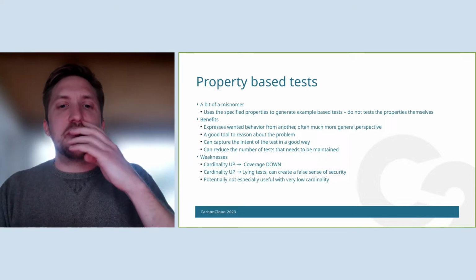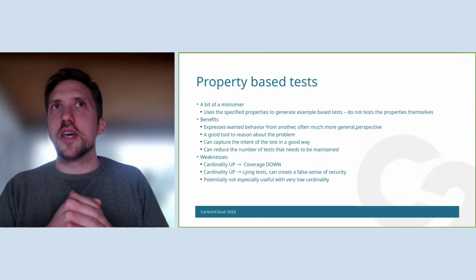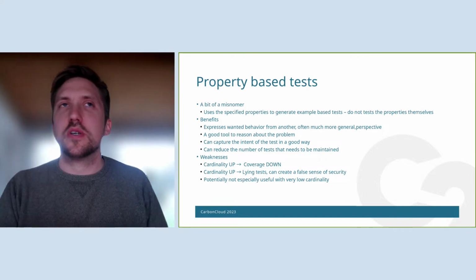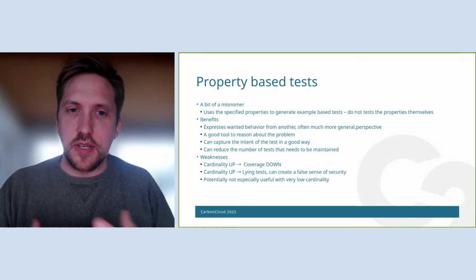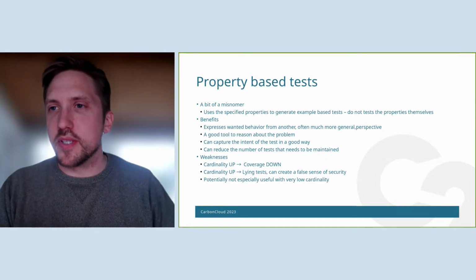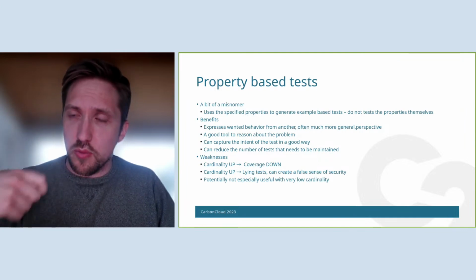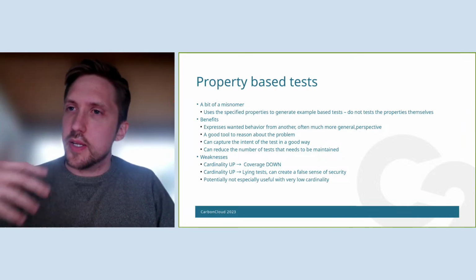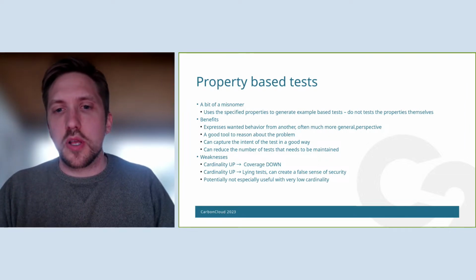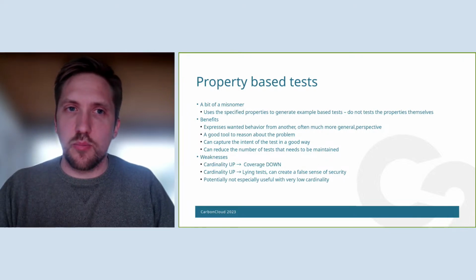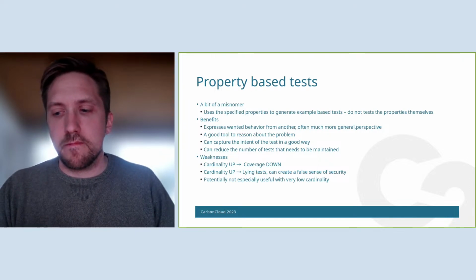And at the same time, if you have very low cardinality, it's potentially not especially useful, because if you only have a bool as input, the need of generating a lot of different example-based tests is greatly reduced. Of course, they can still be a good way to think about the problem, right? If you increase the cardinality in the future, maybe the properties will still hold. So low cardinality doesn't automatically mean that fuzzy testing or property-based testing is useless, but there is some risk that it is.